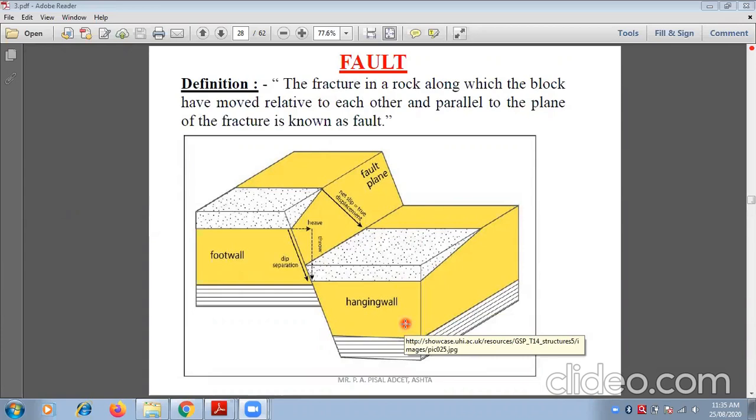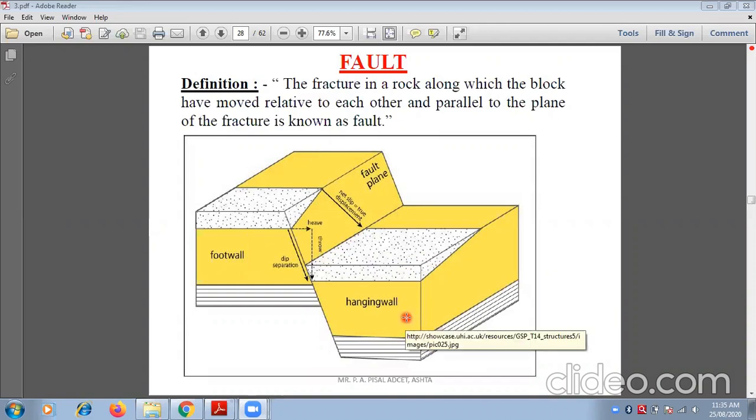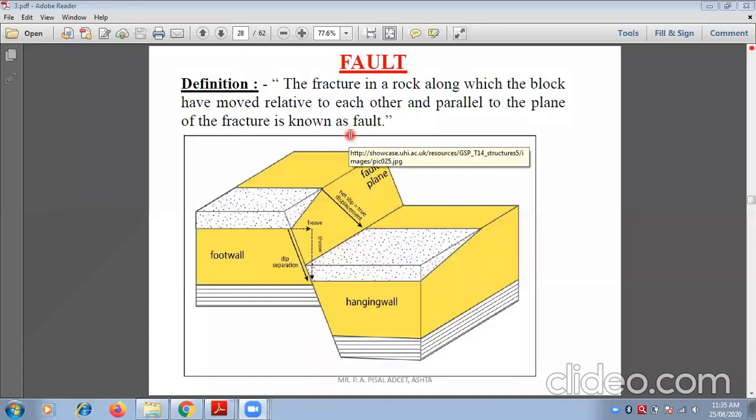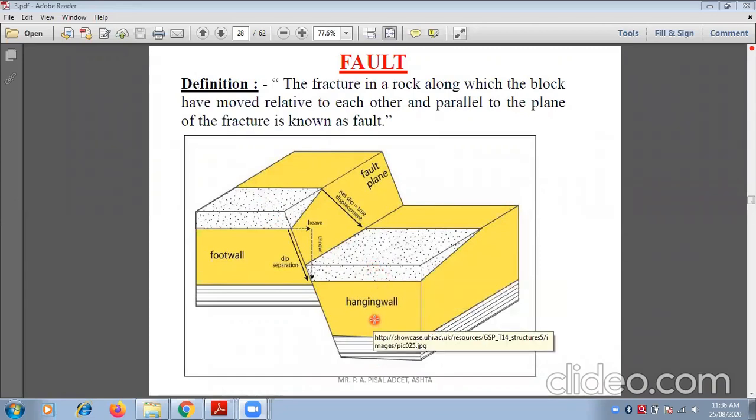But it does not happen every time that footwall is always the up throw side and hanging wall is always the down throw side. At some faults, this hanging wall moves in the upward direction and this footwall moves in the downward direction. At that time hanging wall acts as an up throw side and footwall acts as a down throw side. So the block which is moving in the upward direction is considered as the up throw side, and the block which is moving in the downward direction is considered as the down throw side. This is the difference between up throw and down throw side.